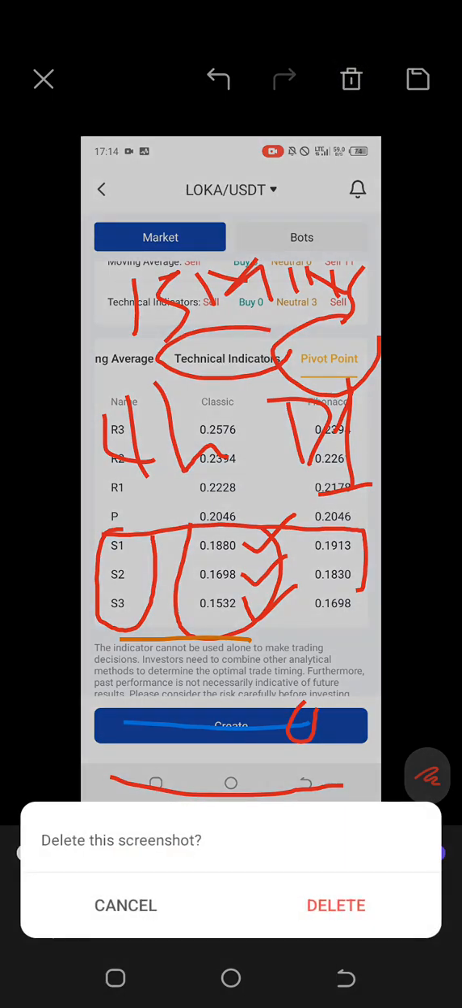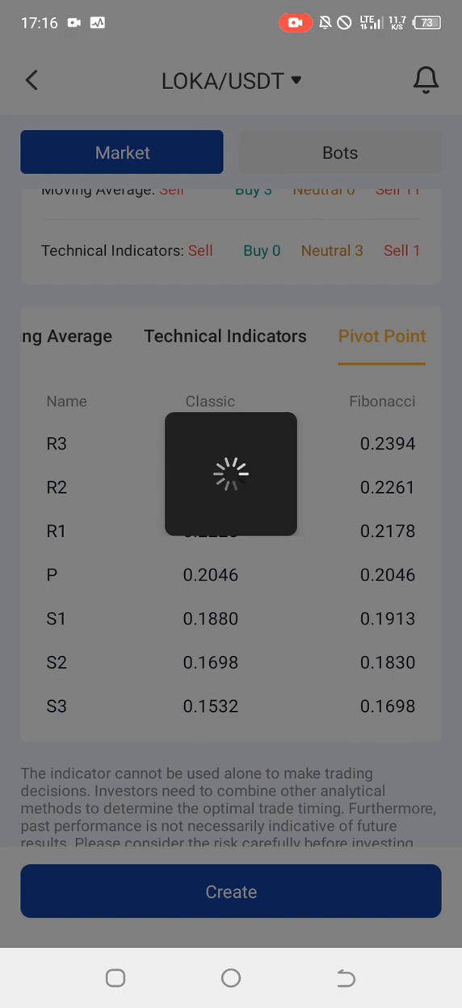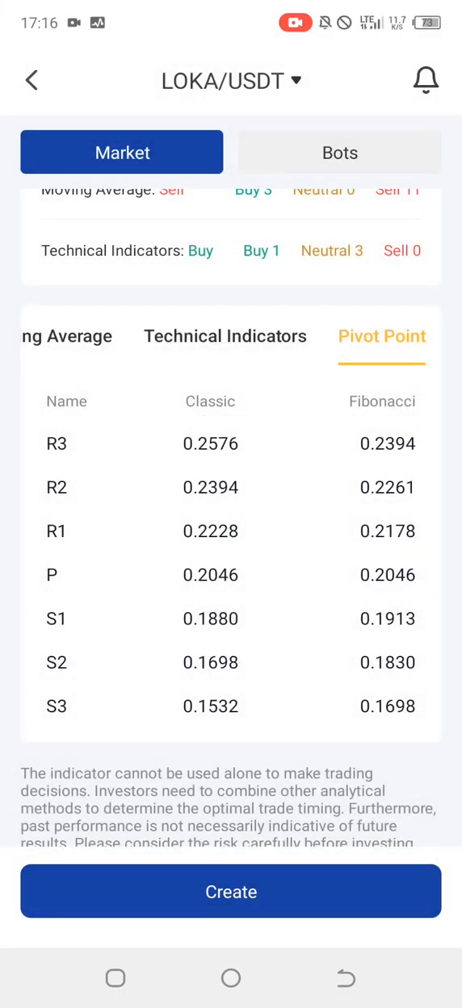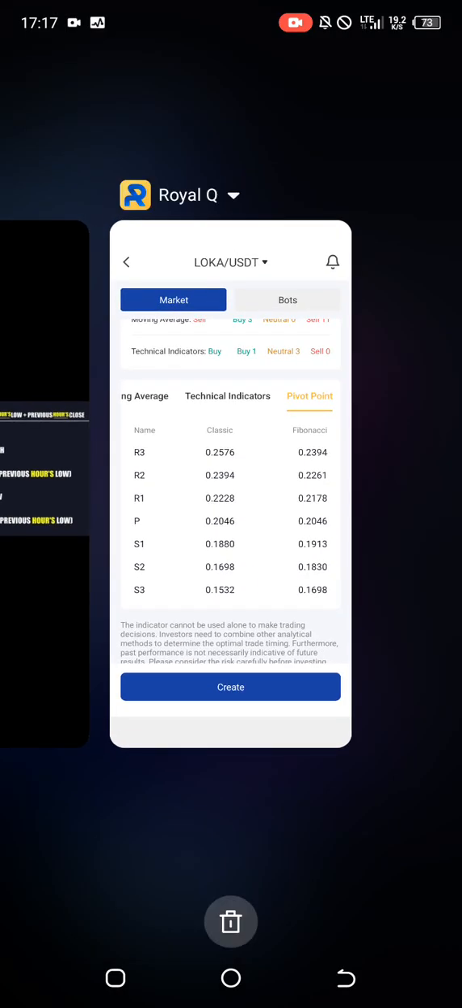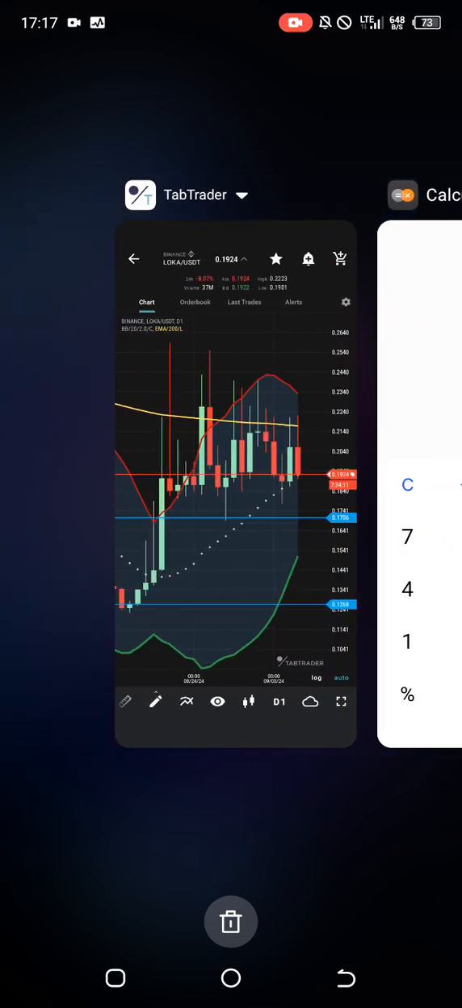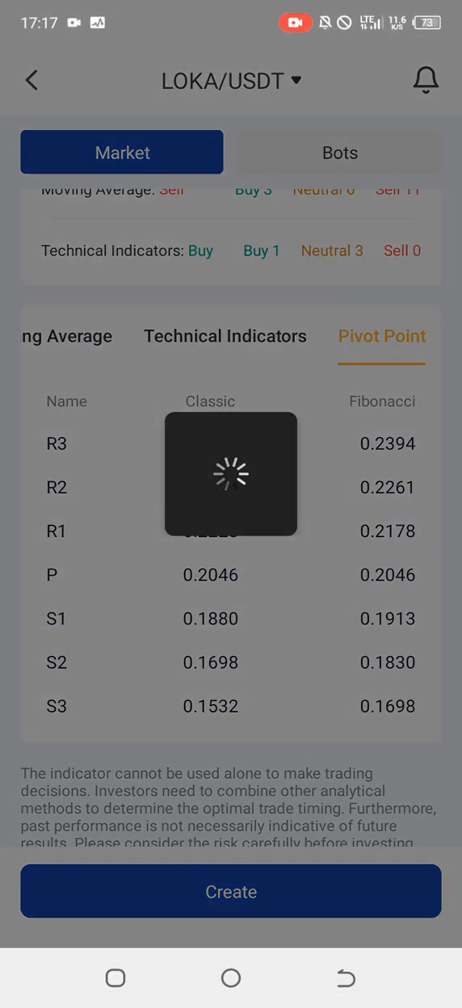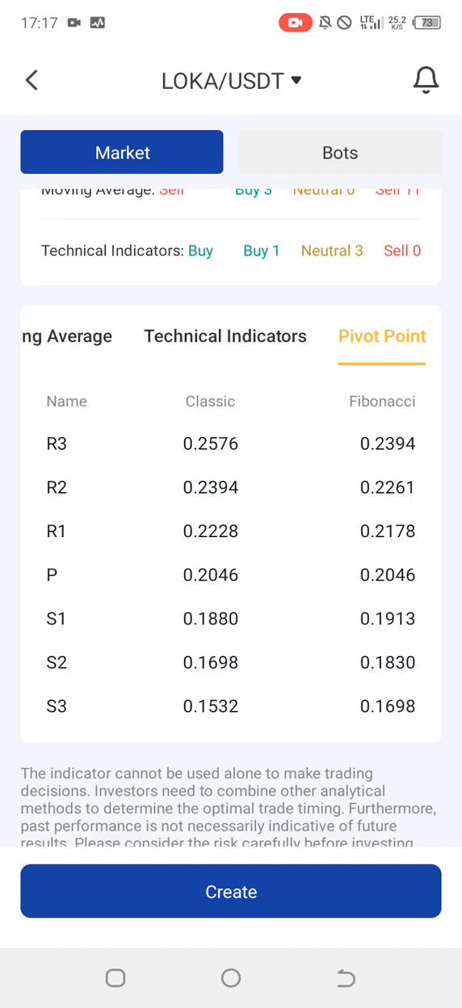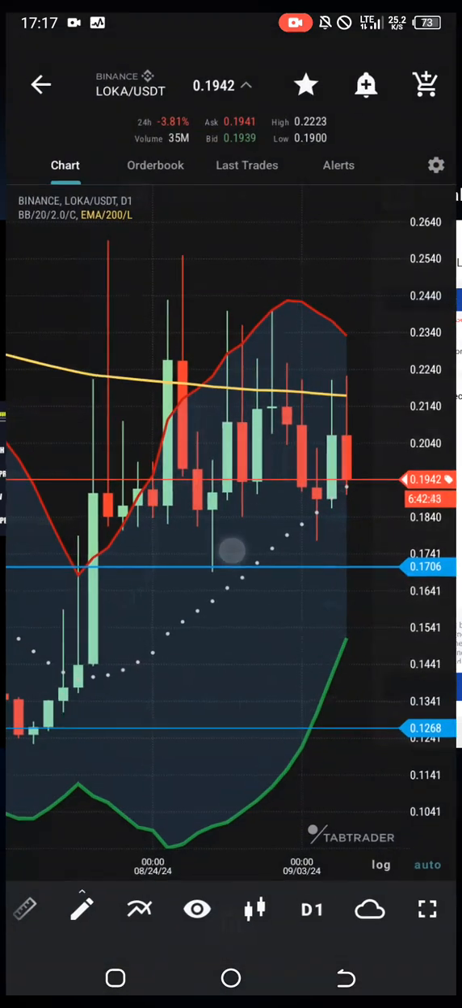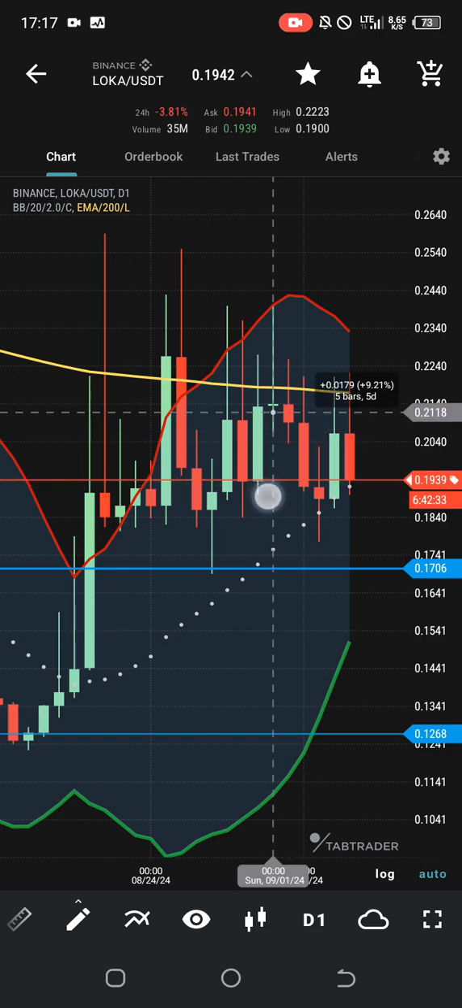Okay, so let's conclude by showing you how. So for this one, I'm using 15. The support is 0.1880. So looking at this one, I just go to my tap trader, and then where is my tap trader? Oh, there it is. Okay, so let's wait for it to load. So my tap trader, the price I got for the S1 is 0.1880. Okay, so I want the price to buy when it gets there.